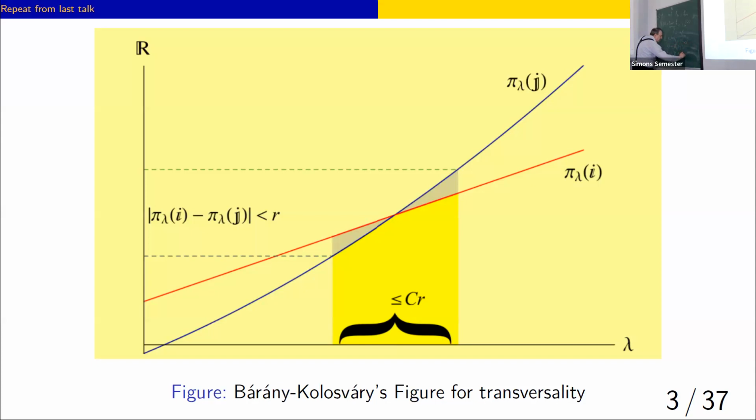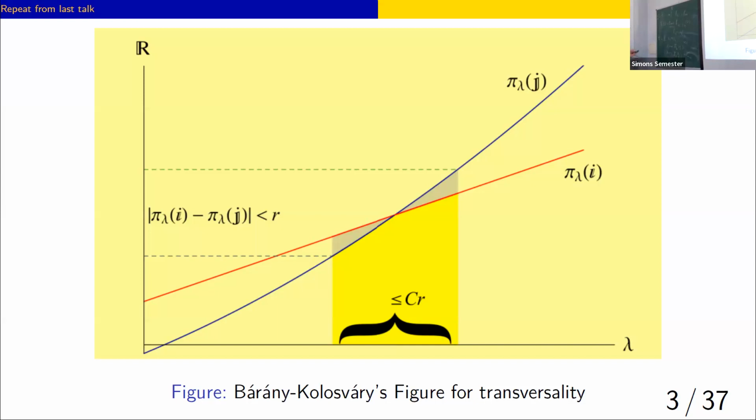And the transversality condition holds if for every r, you collect those parameters for which the red line and the blue line are closer to each other than r. This is the set of those parameters for which this inequality holds. And the transversality condition is the assumption that the Lebesgue measure, the length of this parameter interval, is less than a constant times r. This beautiful picture is from a paper of István Kolozsvári and Balázs Bárány, and István told me that the picture was prepared by Balázs actually. So very nice, thank you.